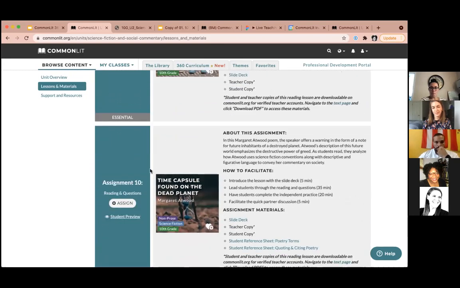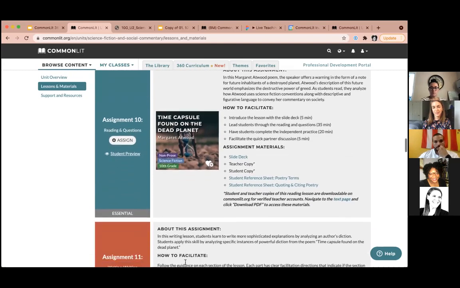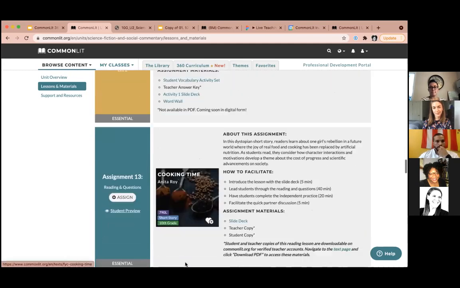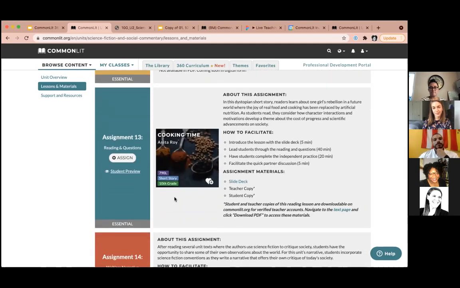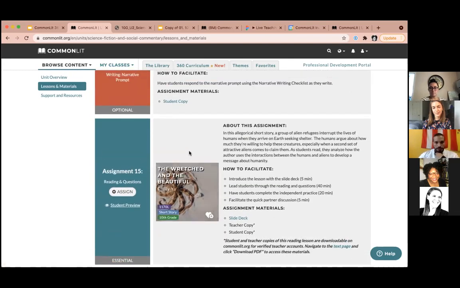Students are actually engaging in poetry. This one's from Margaret Atwood, an award-winning poet, and students are learning about "Time Capsule Found on the Dead Planet." As we continue to look at others, we have additional fiction, "The Cooking Time," and then I'm actually going to stop here at "The Wretched and the Beautiful."